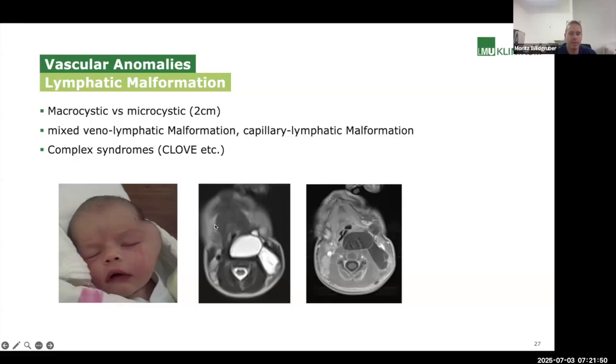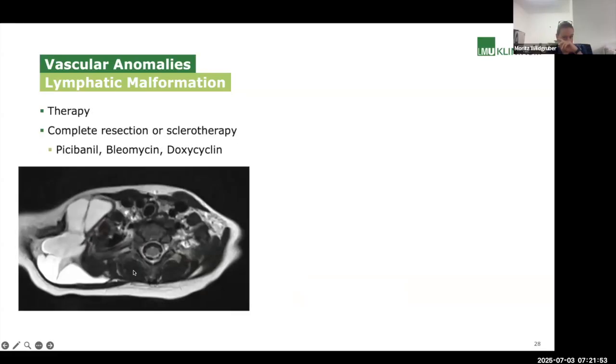Of course, it's getting problematic when you have mixed type. So what to do?